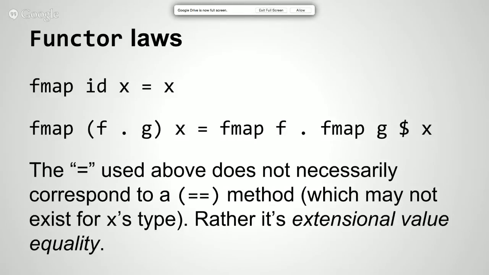It's a homomorphism from the space of what you might think of as scalar functions to functions on that container. And I'll explain that a little better later on. Now, when you see an equal sign in a law like a functor law, it doesn't necessarily correspond to any equality method, which may not even exist for your type. What it is is extensional value equality.